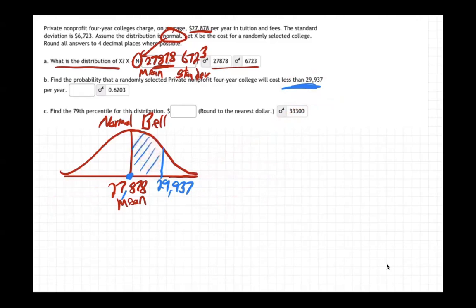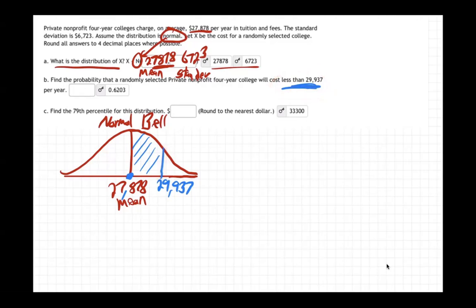So there's a whole bunch of colleges in the United States. And for private nonprofit four-year colleges, the average one charges 27,878, and some charge more, some charge less. What's the probability if you grab one at random, it'll cost, what does it say? Less than 29,937. Oh, less.